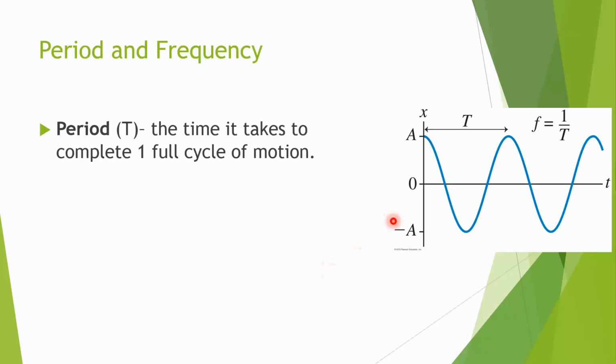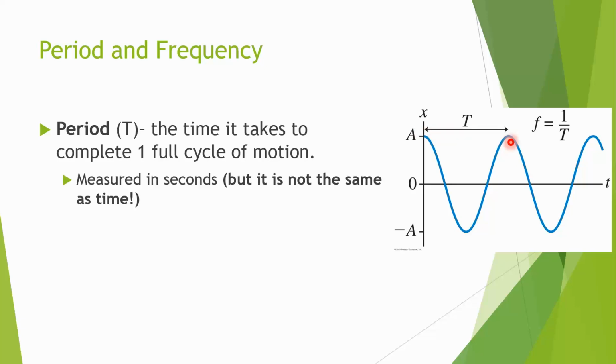So the other properties that we talk about with simple harmonic motion besides amplitude are period and frequency. Period is the time it takes to complete one full cycle of motion. So if my spring starts at amplitude A, it passes 0, goes to negative A, passes 0, and comes back to A. This is one full cycle from the same position to the same position. The time that takes is called period. We use a capital T.